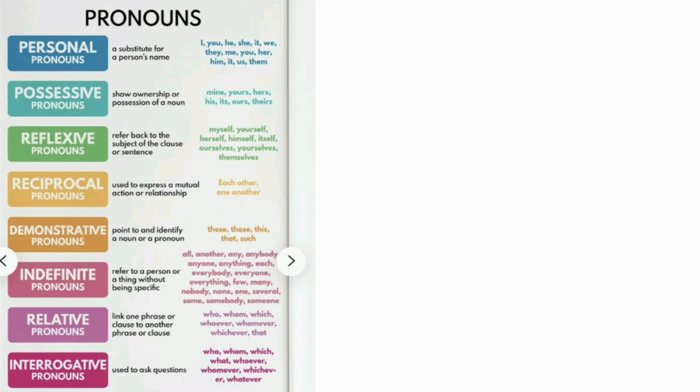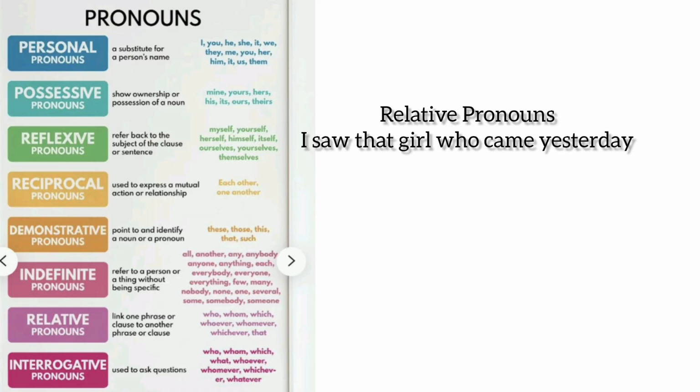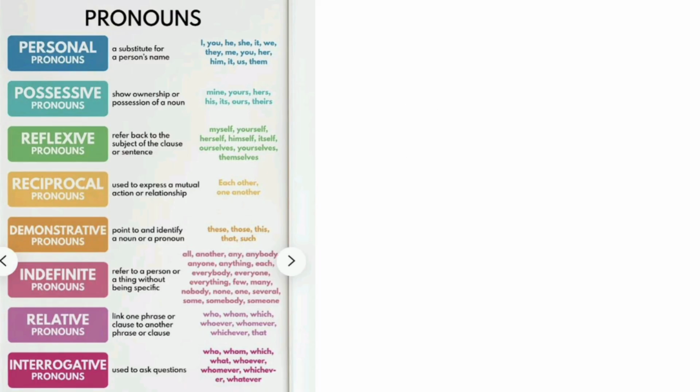And the relative pronoun means the relation of something, the link of one phrase or clause to another phrase or clause. I saw that girl who came yesterday. So I'm talking about a girl. So girl here is a noun, and who is a pronoun. So here the relationship between the noun and pronoun, I'm meaning that girl who came yesterday. So here who is the relative pronoun.